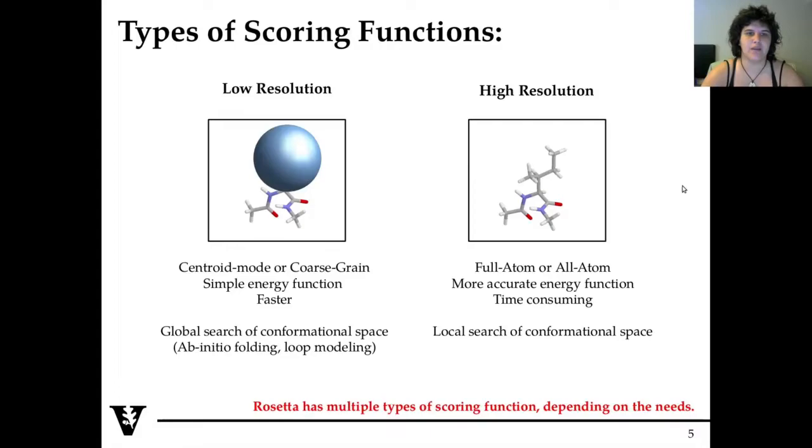Now, we have different kinds of scoring functions. In Rosetta, the two main ones you will find during the tutorial are the low resolution and the high resolution one. In the low resolution, which is also called centroid mode or coarse grain mode, the backbone of the amino acid is explicit, so each atom is described as a single atom, while for the side chain we have a sphere or centroid that implicitly describes the size and the properties of the amino acid.